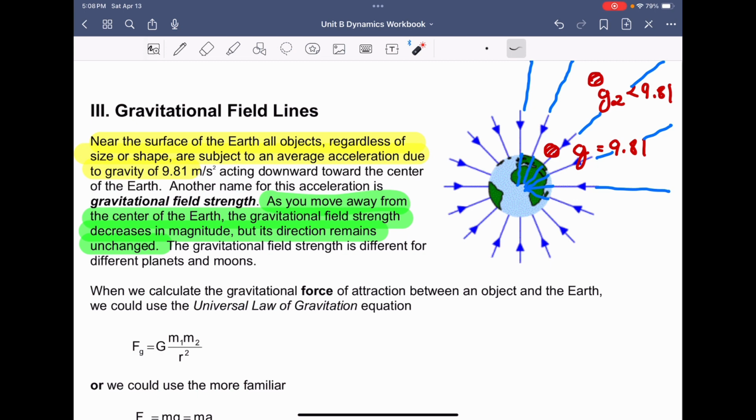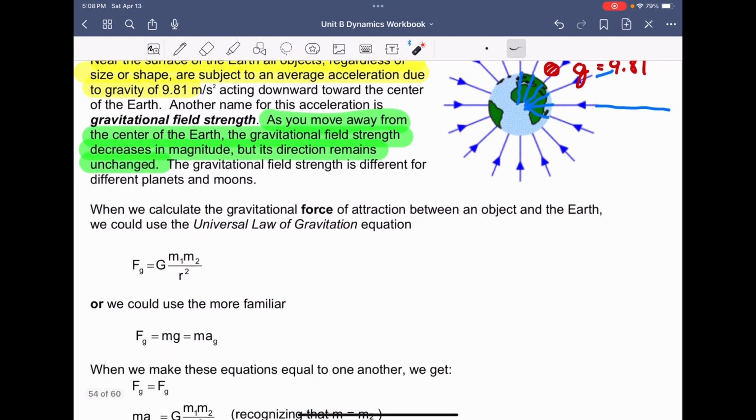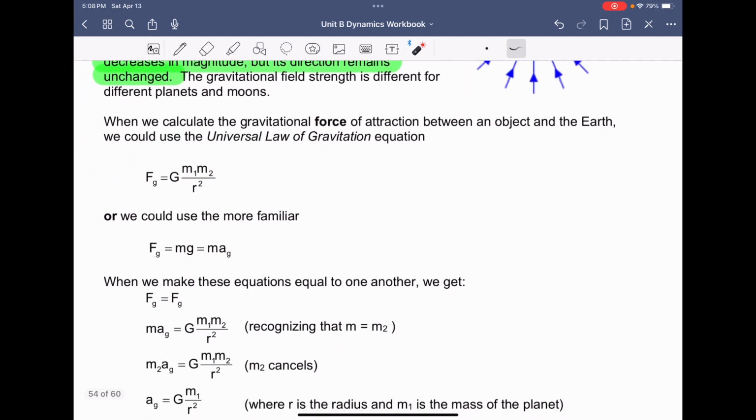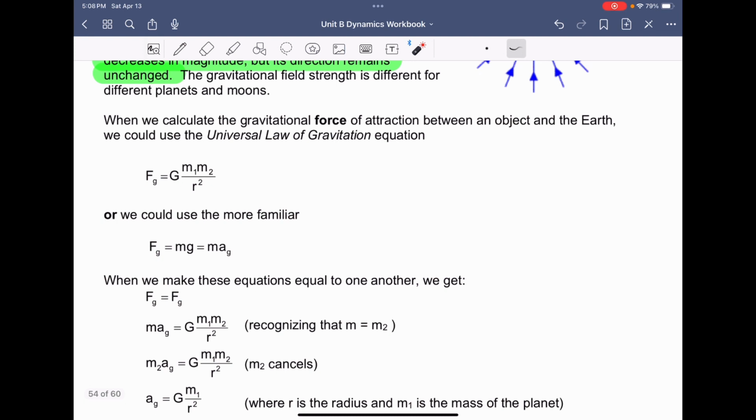Now, we want to go into this idea of let's calculate gravitational field strength based on the gravitational force equation that we established from lesson 17. According to Isaac Newton, the universal law of gravitation is the following: Fg equals G m1 m2 over r squared.